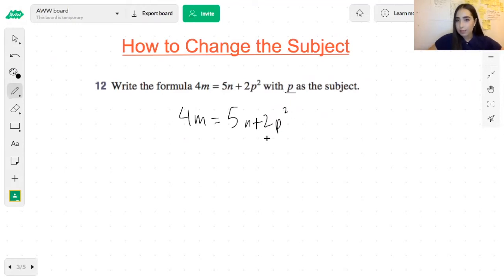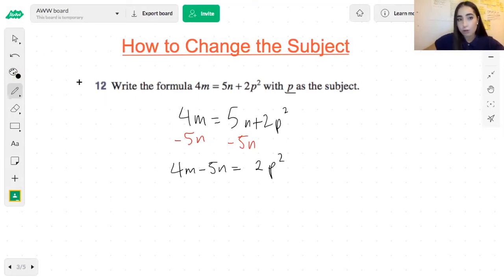So we're going to go through with the same steps. First we're going to get rid of anything that's been added or subtracted. So obviously this 5n over here, that's on the same side, we're going to get rid of that first. So we're going to minus 5n and minus 5n. On the left hand side we're left with 4m minus 5n, and on the right hand side we're left with 2p squared. Now don't worry about the squared just yet.